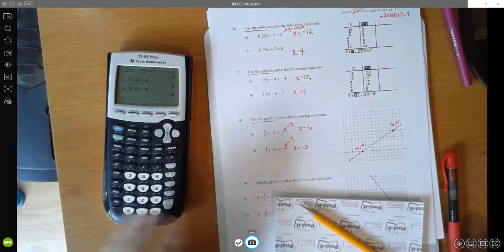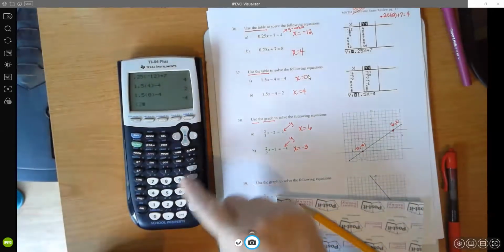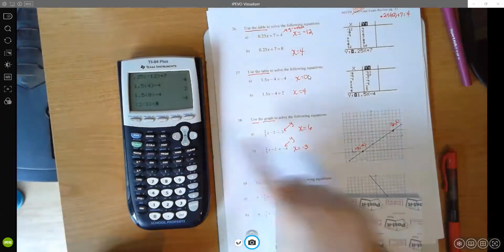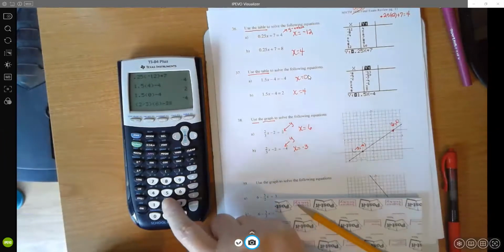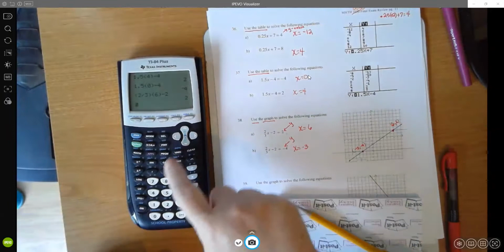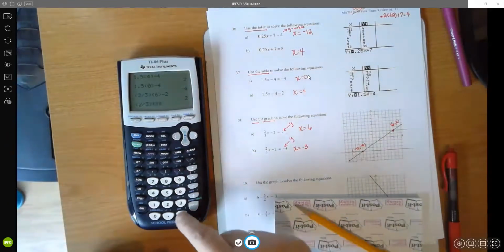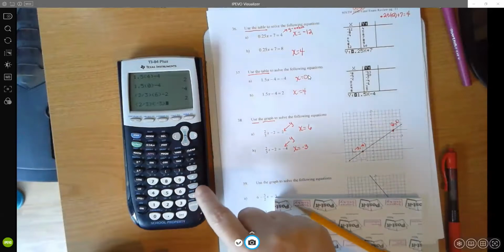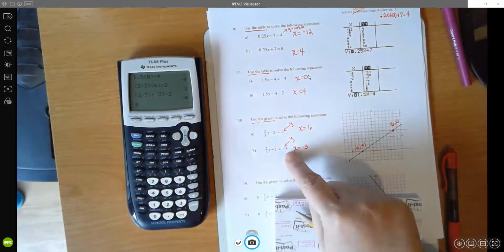And in this case, how do I know that it's the right answer? I can type in 2 divided by 3 times the x value, which is 6, minus 2, and that should give me the y value of 2. I can type in 2 divided by 3 times the x value of -3, subtract 2, and that should give me a y value of -4.